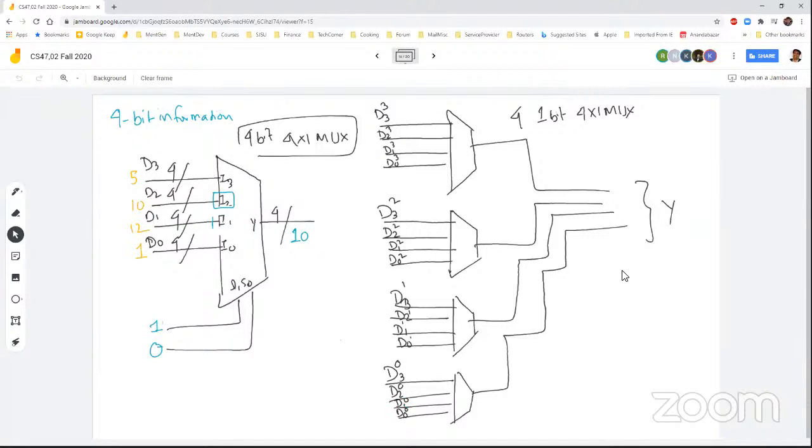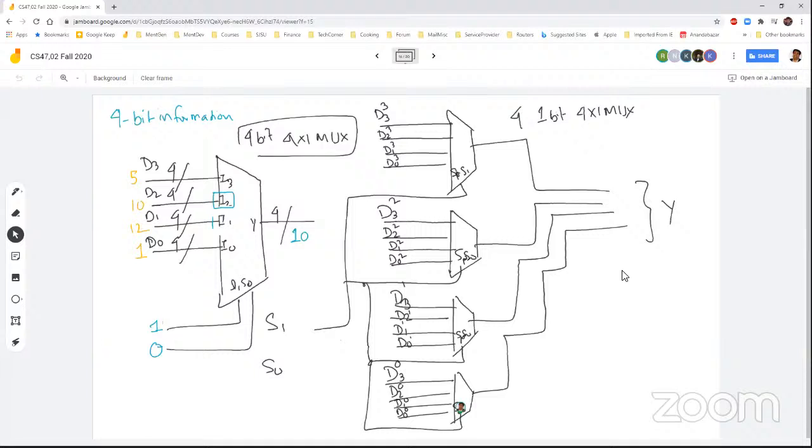And as far as the selection goes, the selection 1 and selection 0 bits are common between these multiplexers. So they are basically your single S1 and S0, being fed into these selection bits common to them. And that's how this multi-bit multiplexer is implemented. Question?